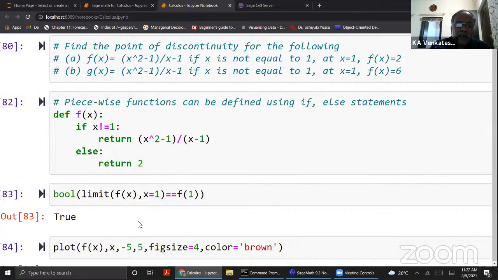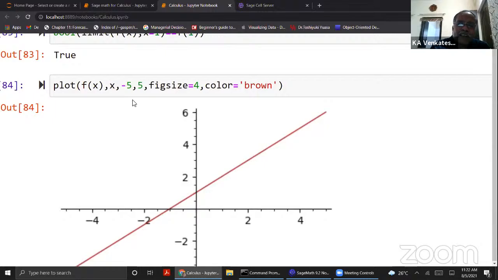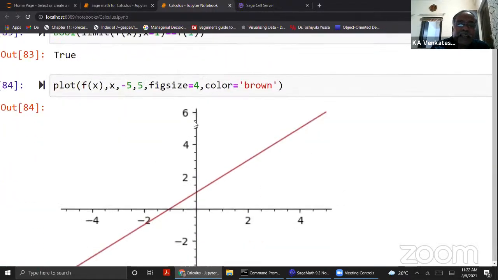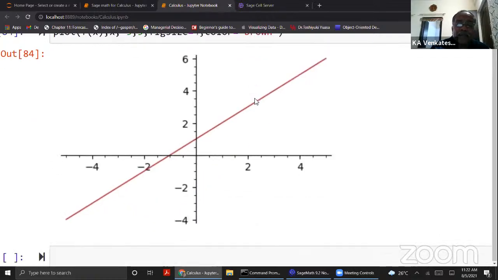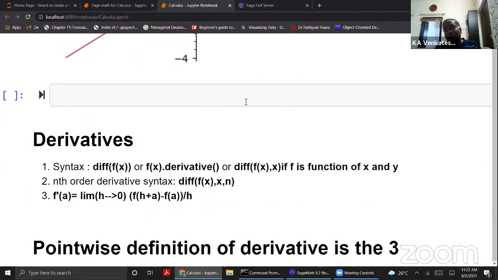So now we are looking at this picture in the graph. This is the line plot f of x equal to x minus 1. This f of x is what we took as 2. We'll see the figure size. This is again to confirm whether the graph is continuously visible or not. So derivatives, again, all this syntax is much easier.